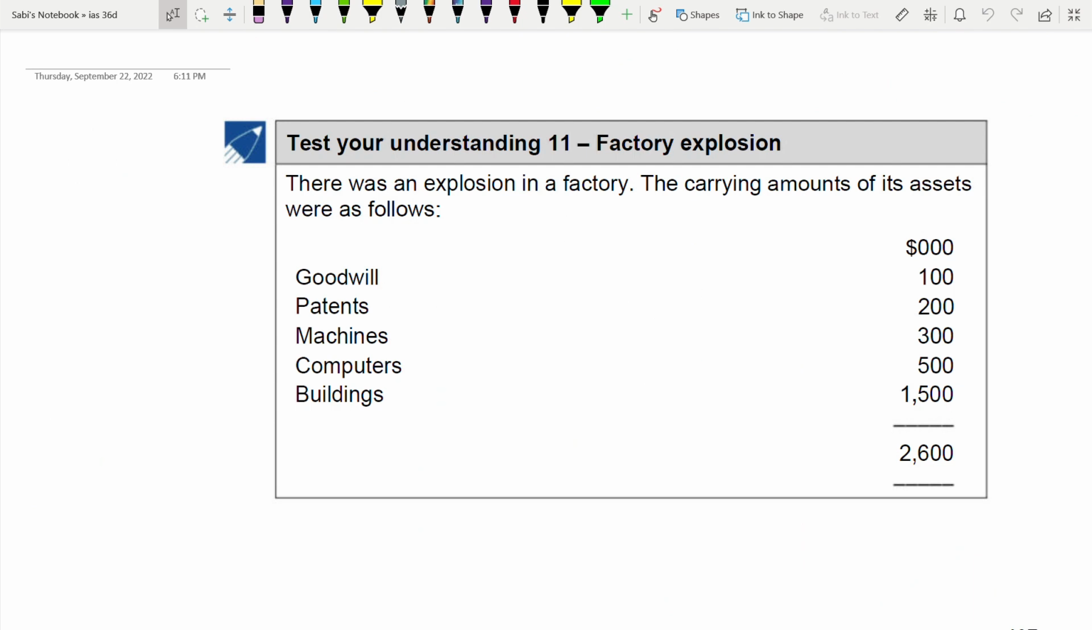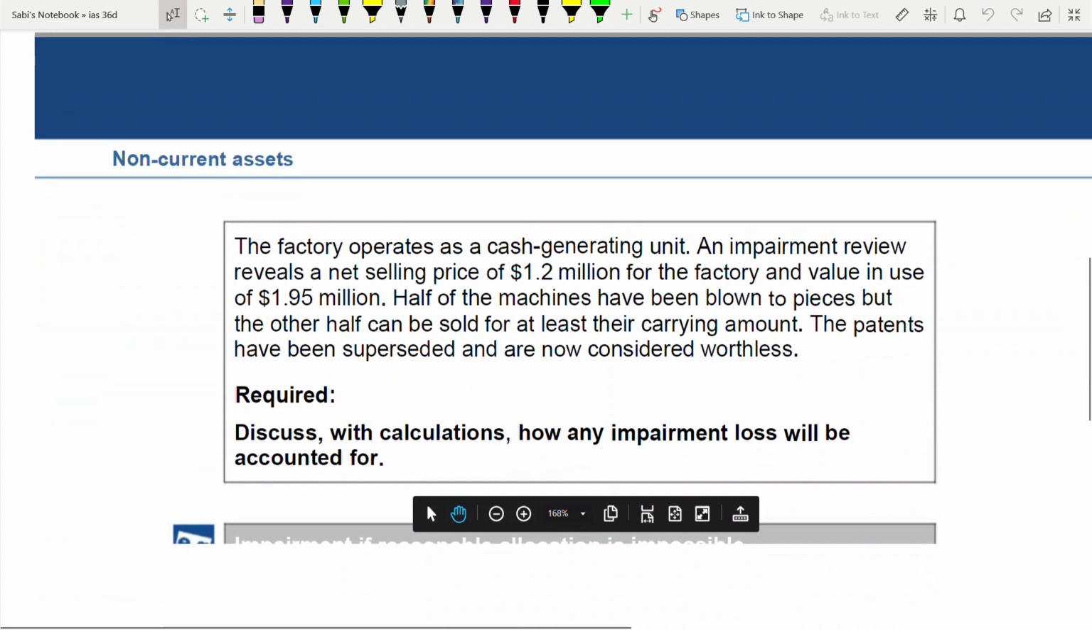Test your understanding 11. So here also, like the previous question, you have been given the carrying amount of assets. Now discuss with calculations how any impairment loss will be accounted for. You need to discuss as well as calculate. The factory operates as a cash generating unit and impairment review is done. Net selling price is 1.2. Value in use is 1.95. Half of the machines have been blown to pieces, but the other half can be sold for at least their carrying amount. Patents has been superseded and now are considered worthless. You see?